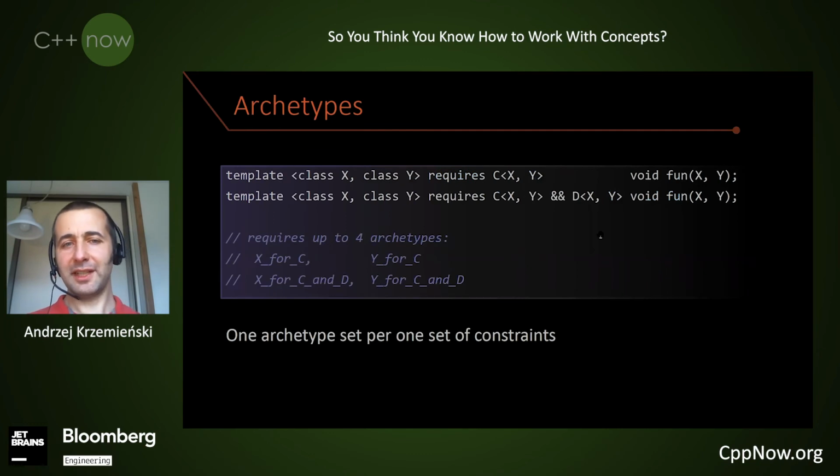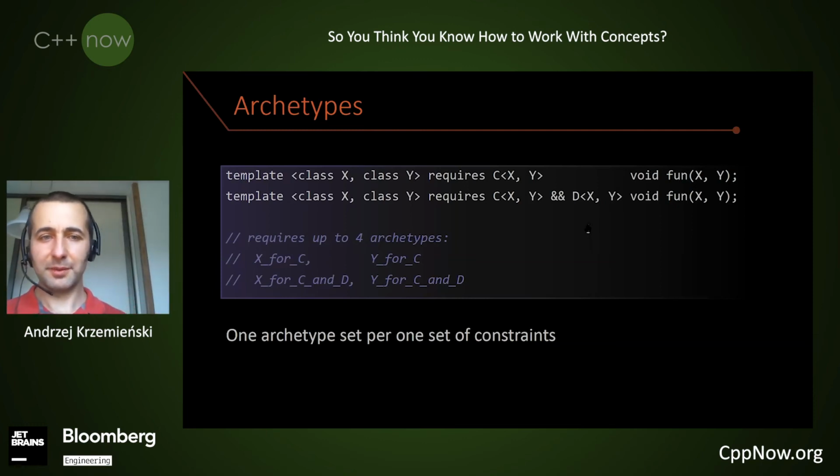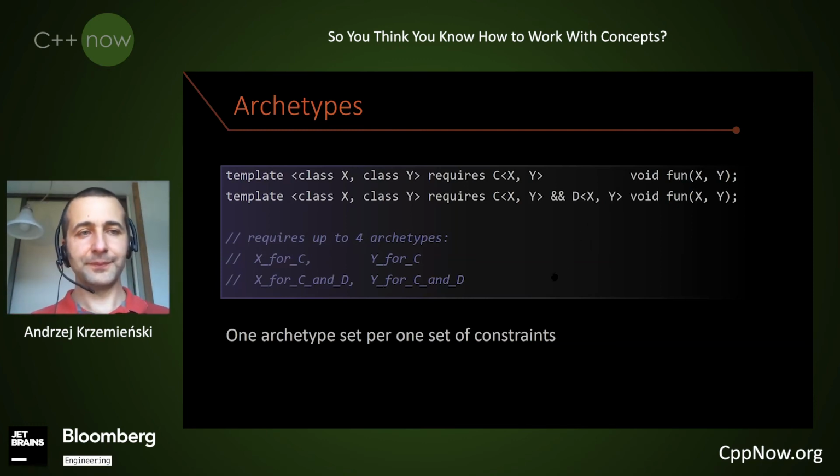If, like in our case, we now have 2 concepts, each constraining 2 types, for instance, we may end up with up to 4 archetypes. So archetypes, of course, are sort of a Cartesian product of how many types we have in our concepts and the number of concepts.